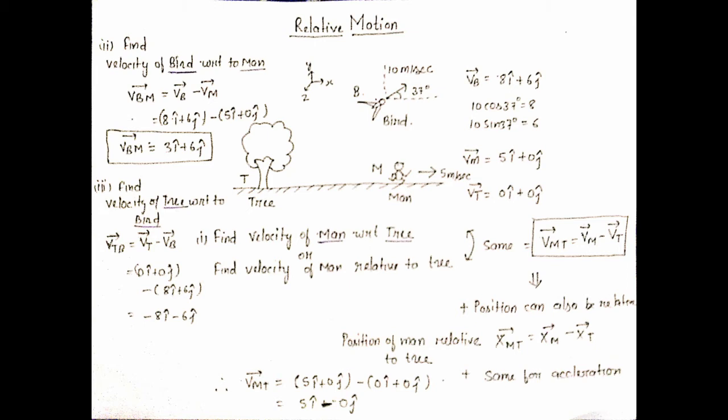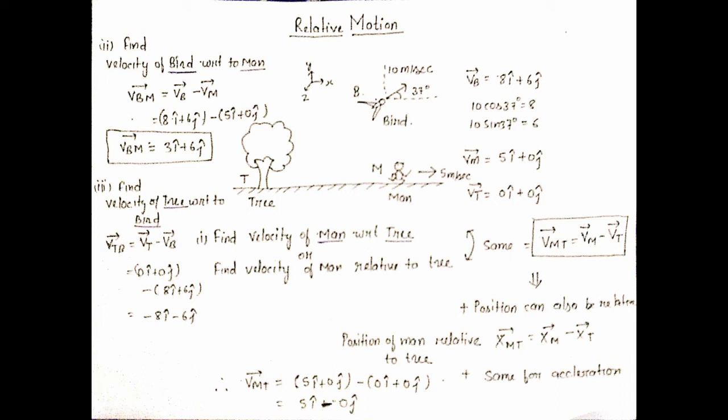Find the velocity of man with respect to tree, or the same phrase can be written as find the velocity of man relative to the tree. Both have the same meaning. In velocity vector form, it can be written as VMT equals VM minus VT, where VM is the velocity to be determined and the one with respect to which it is measured is subtracted from VM.